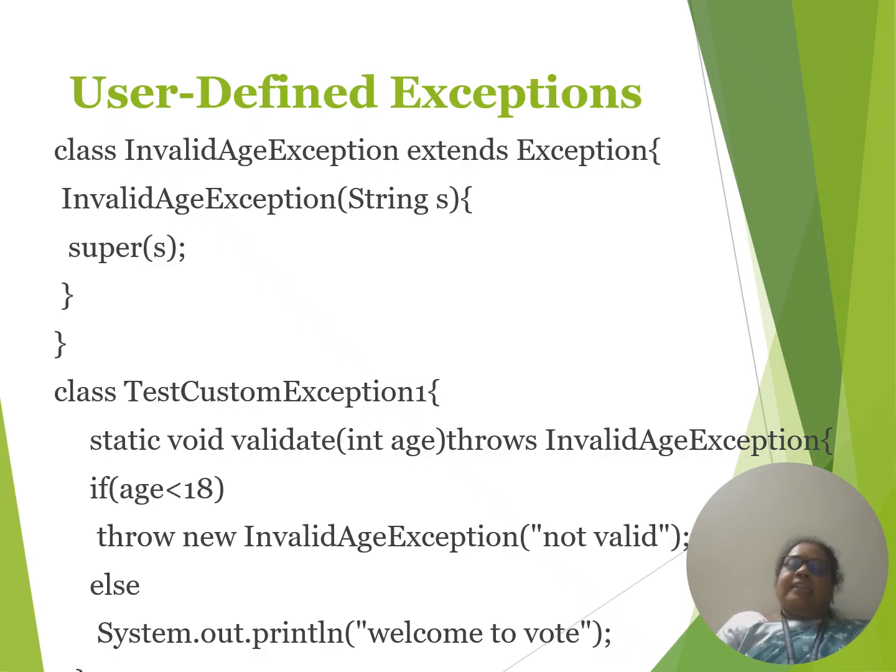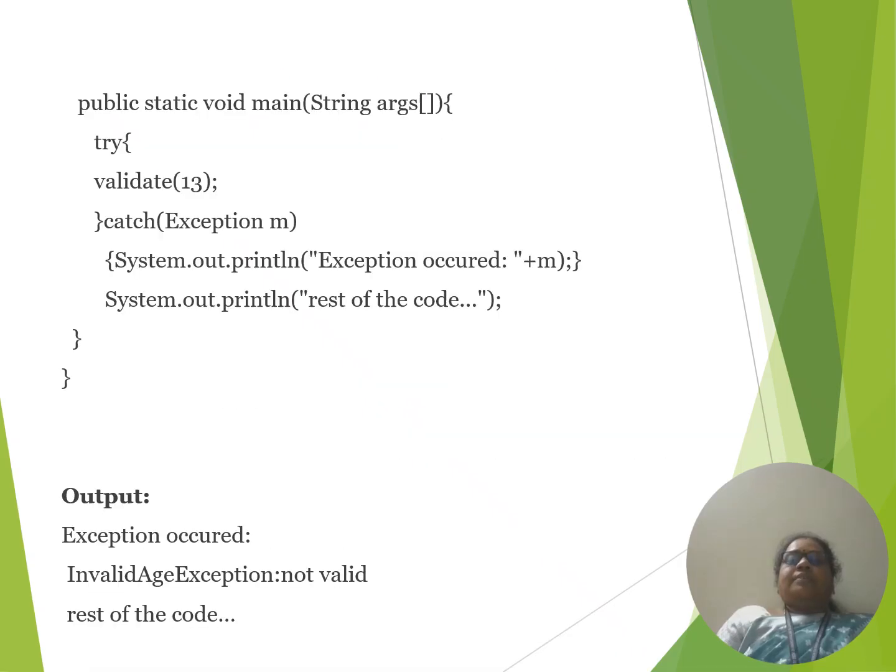If it is greater than 18, it will give a welcome to vote message. So here the example is given for the voter age limit. When we have completed 18, we can take part in the voting system. Otherwise, it is the invalid exception. In main, String args, validate 30, catch Exception, exception occurred, and then the rest of the code.